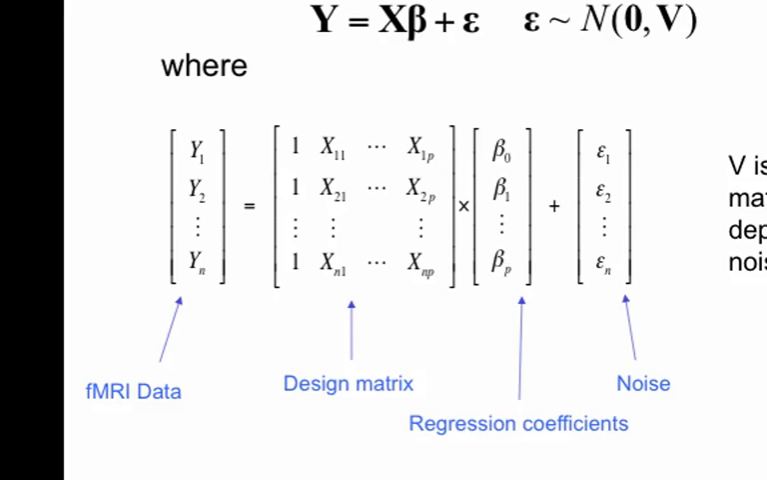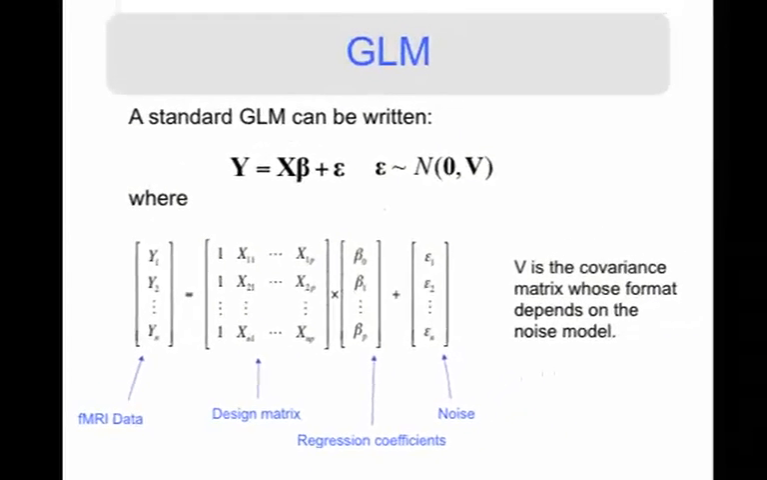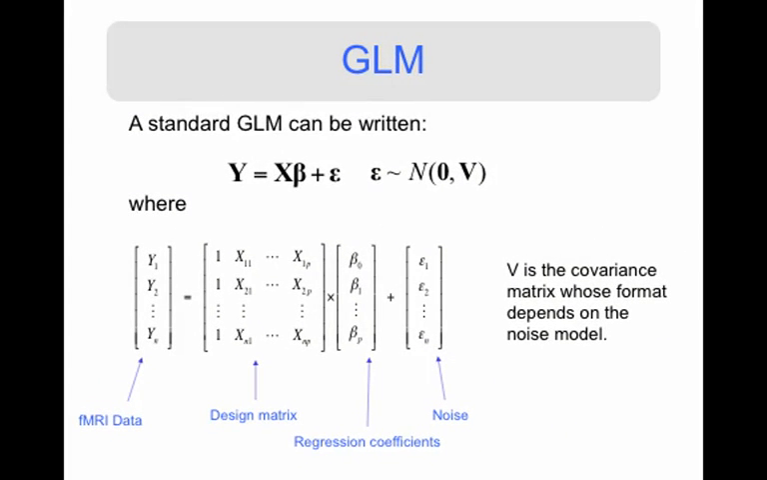Now, the regression coefficients are the weighing of the columns of the design matrix. So beta naught is the intercept, and beta 1 would be the slope, which corresponds to the predicted BOLD response. Now, the epsilon is a vector of noise. And again, V is the covariance matrix, whose format depends on whatever noise model that we use. So this is typically the model that we set up in analyzing fMRI data.